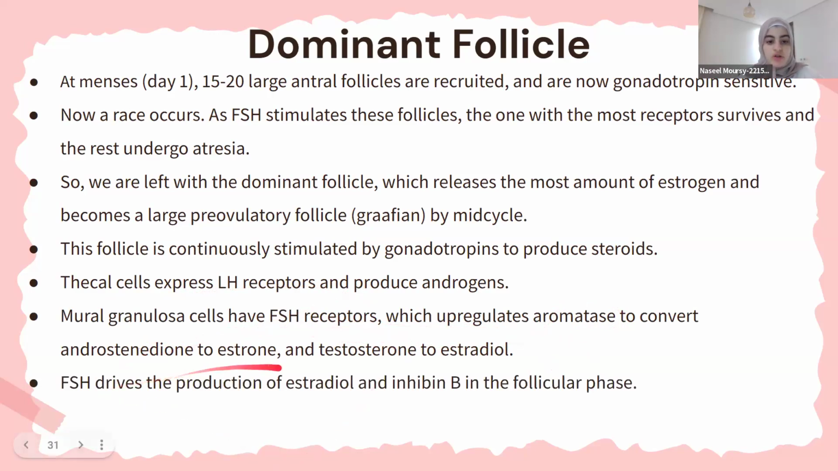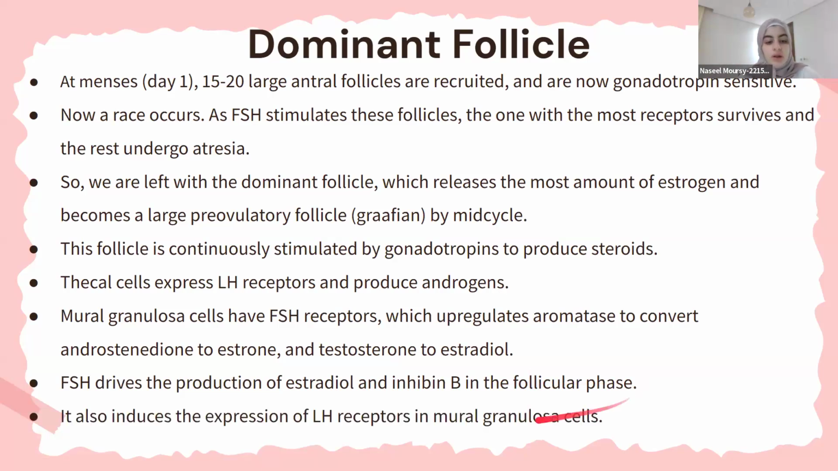Also, FSH drives the production of estradiol and inhibin in the follicular phase. Remember, we're in the follicular phase now, so we're talking about the graafian follicle, that's the follicular phase. It also induces the expression of LH receptors in the mural granulosa cells. Remember, we said the increased FSH stimulation increases cyclic AMP inside the cell, and so the LH receptor expression increases.